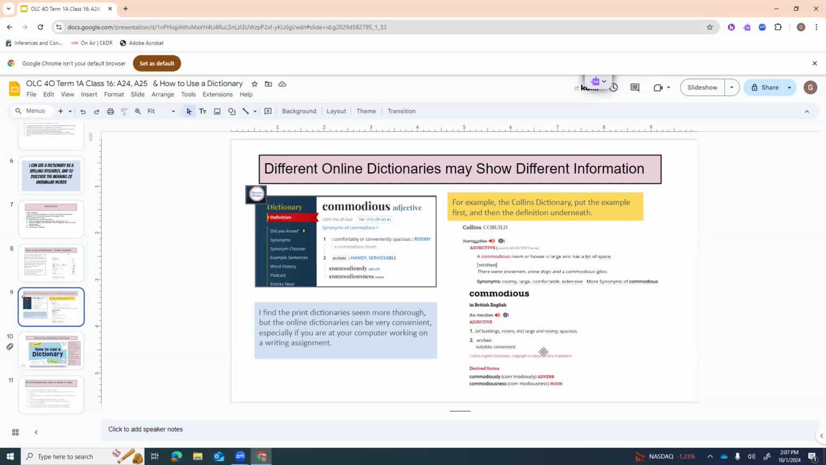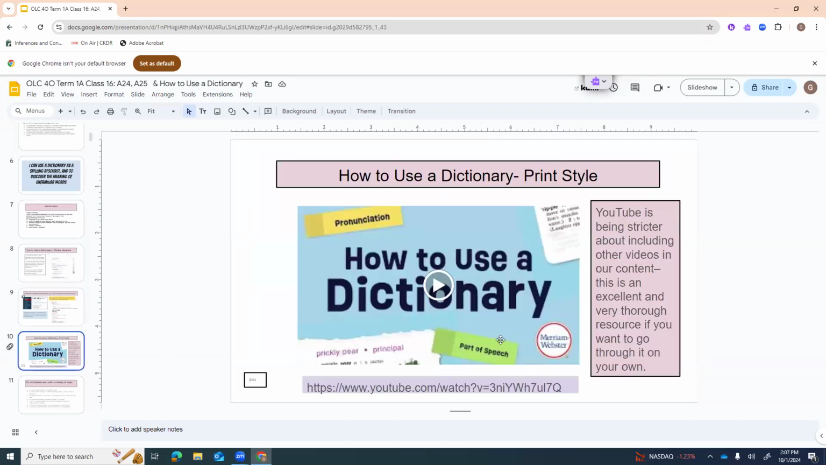I kind of found that confusing, especially because on the page, I think there was like a big ad here. So at first, you just see the sentence, which is a little confusing to me. They also mentioned its archaic usage, and they also mentioned the derived forms. I find the print dictionaries are far more thorough, but the online dictionaries can be very convenient, especially if you're already at your computer working on a writing assignment.